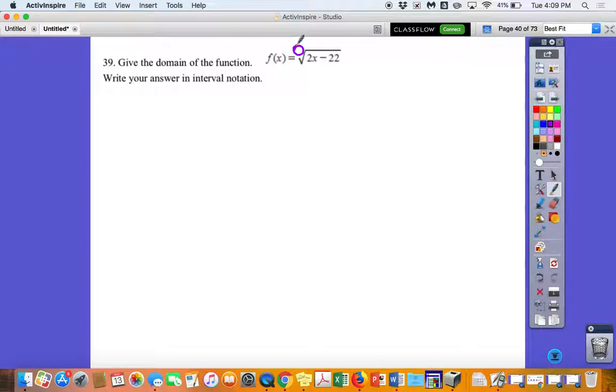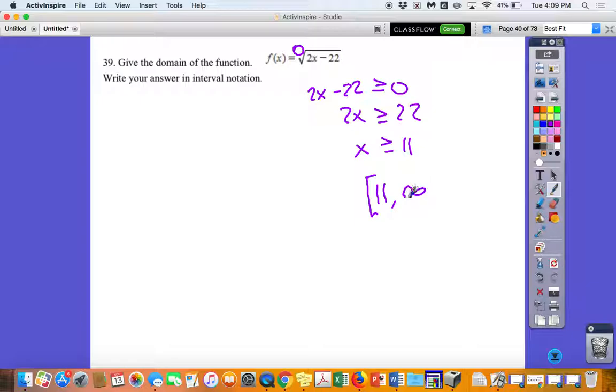Okay, for a radical function, if it's an even index, so the little number here is even, you don't want to do an even root of a negative number because that's not real. So take your radicand and make it greater than or equal to 0. Then solve that little inequality. Divide 3 by 2. x has got to be greater than or equal to 11, so that means you're starting at 11 and you're going forever positive.